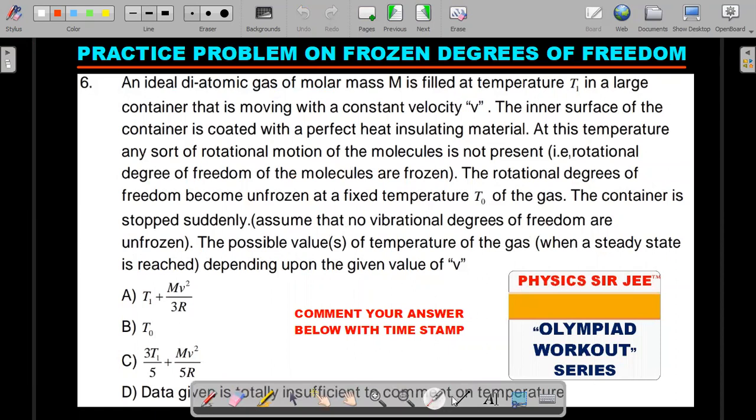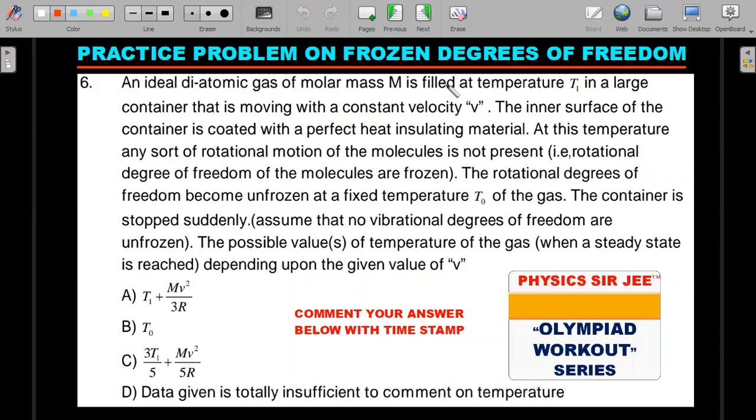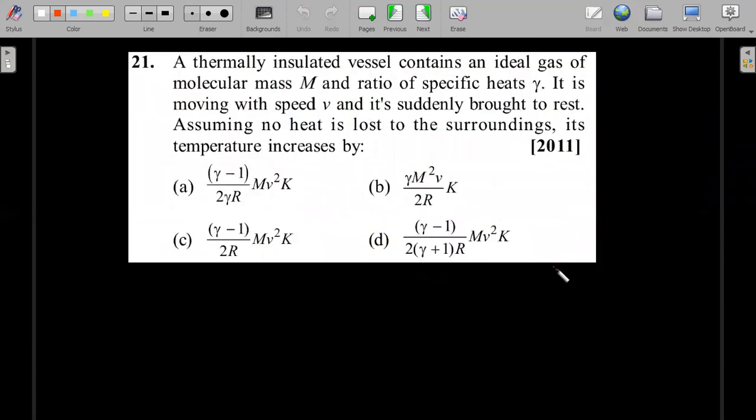So a practice problem for Olympiad aspirants, also JEE Advanced, on frozen degrees of freedom with the information given. More than one may be correct. This question was framed during one of my exams for my students, so I'm going to give the solution in the Olympiad workout series. After reading the question, try to comment your answer, A or B or C or D or more than one, with the timestamp below. I'll answer whether you've done it correctly or not. This is a very interesting and slightly challenging question. So let's move forward. We're into almost the last one or two questions.